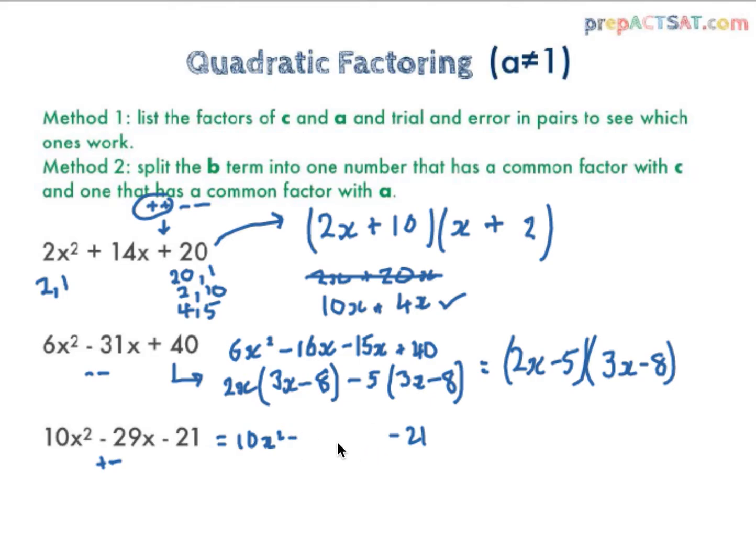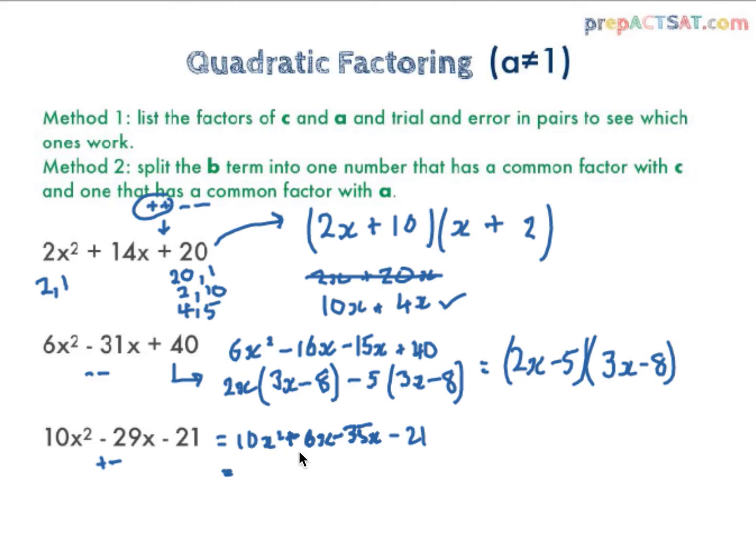How else could I group this? I could try, perhaps, 35 and 6. Oh, sorry, I would want it to be plus 6x and minus 35x.